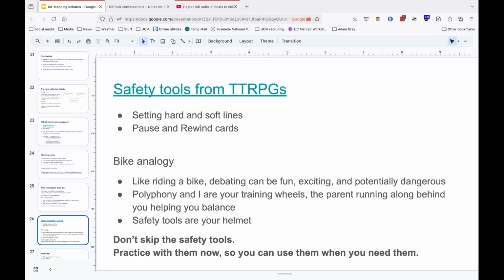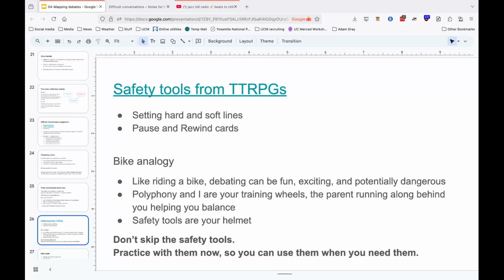So the role-playing game community has developed some tools to help navigate this, which I encourage you to use in this assignment and in other difficult conversations you might have going forward. The first set of tools are called lines. You set hard lines and soft lines. This is an explicit conversation you have at the beginning. I actually have it as step 0.